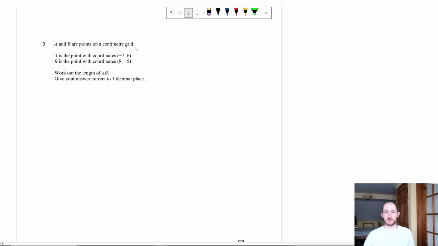A and B are points on a centimetre grid. A is coordinates minus 7, 6. B is 8 and minus 5. So what I'm going to do is I'm just going to write out. So we have A up here, and then all the way to the right and further down we have point B. And that is 8, minus 5. This is minus 7, 6.